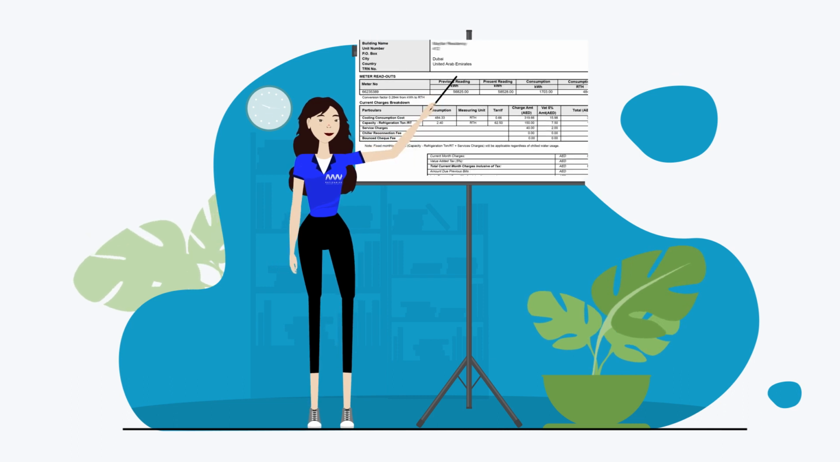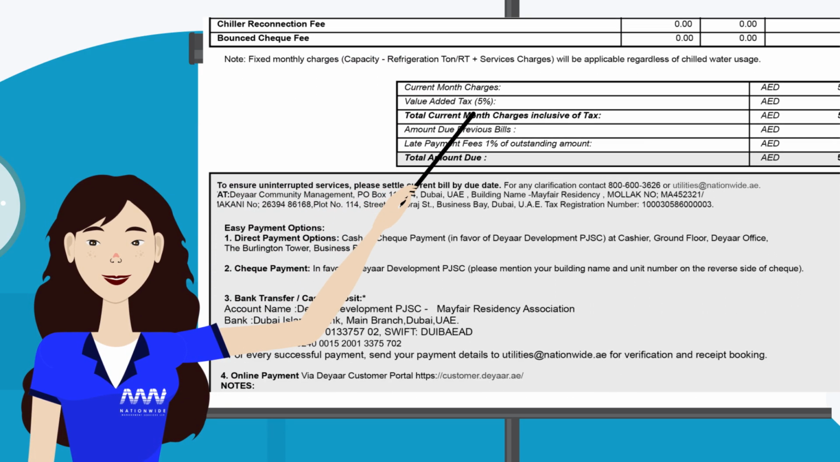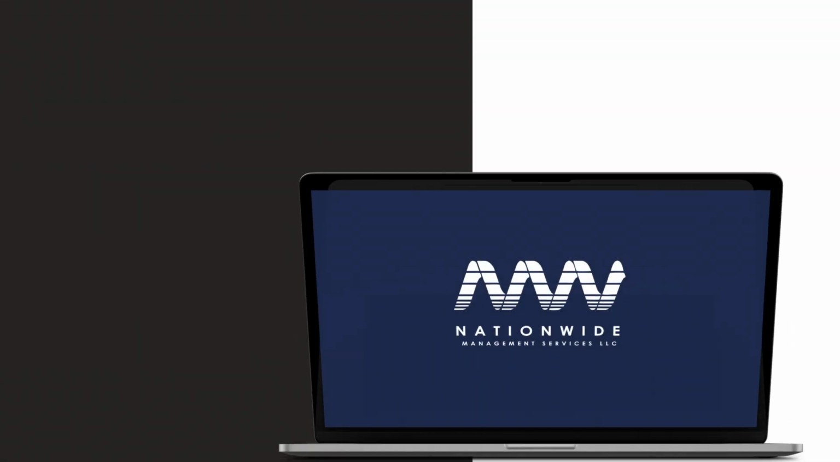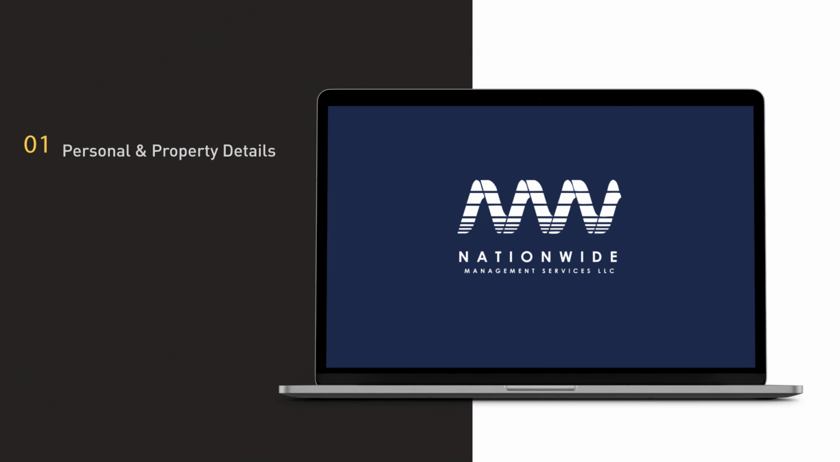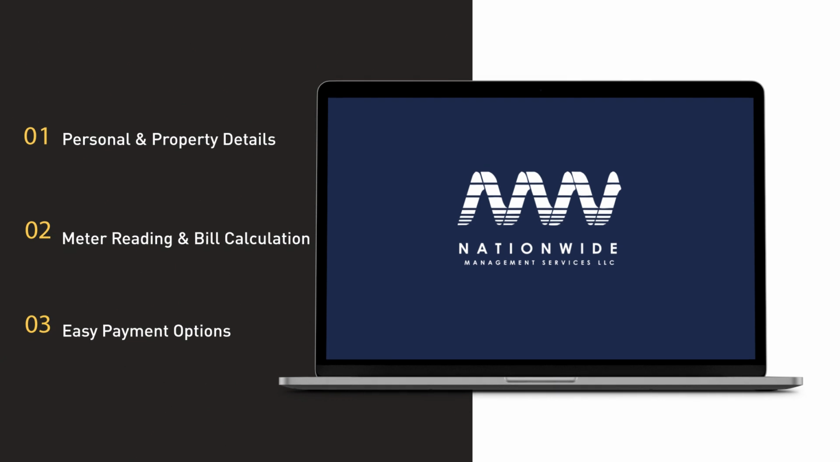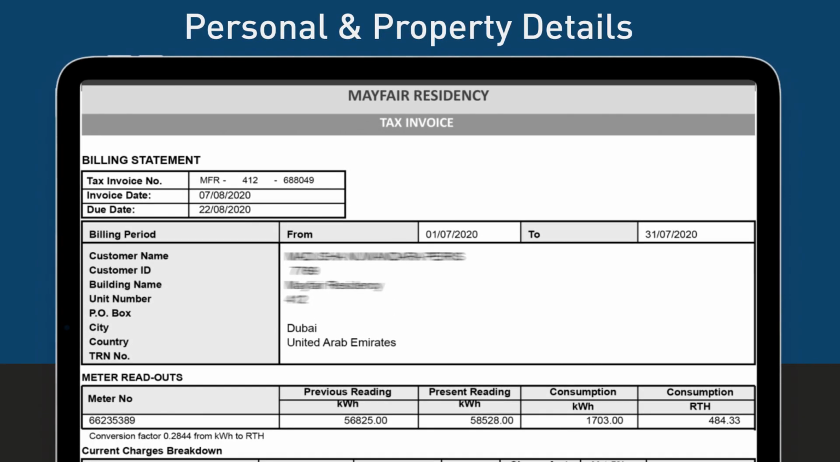In this video, I will be explaining how to know your bill better and how to understand every aspect of your invoice. Basically, the invoice is segmented into 3 parts. The first section is personal and property details. The second section is meter readings and bill calculation details. And the final one is payment options. Let's focus on the first segment, personal and property details.